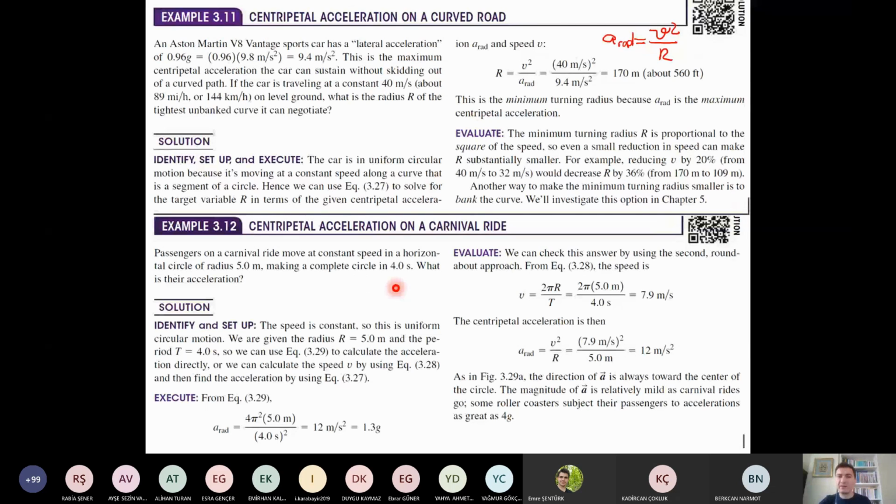In order to calculate the velocity, you can use this relation which we have done in previous transparencies: 2 pi r, the circumference of the circle, over the period, the time for one revolution. Then you can also calculate the velocity, okay? And you can use this velocity within this radial acceleration formula. So let's consider that you have forgotten this formula, but you remember this one. It is also easy to remember. Then you can calculate the velocity and put it in the radial acceleration formula. Then you can also get the same result, 12 meter per square second.